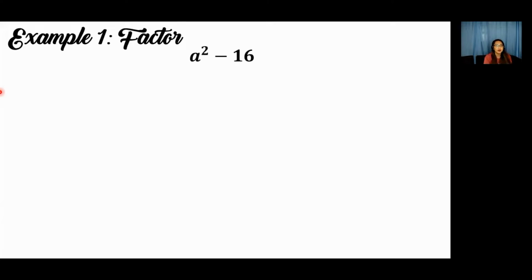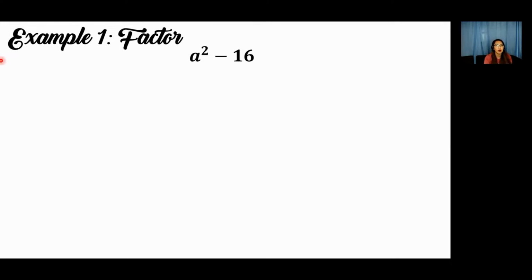And here is our first example. A squared minus 16. So before we apply the 4 steps, kailangan muna nating alamin if these two terms or these binomials is considered as DOTS. So, ang unang condition is that these two terms are perfect squares and the second condition is that the operation in between is minus. So far naman ay pasok siya sa dalawa nating conditions.